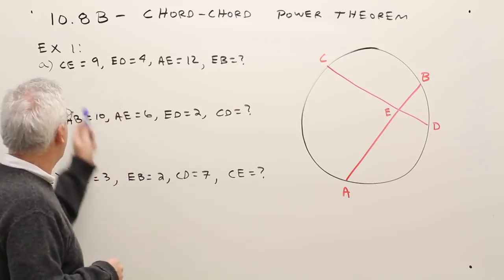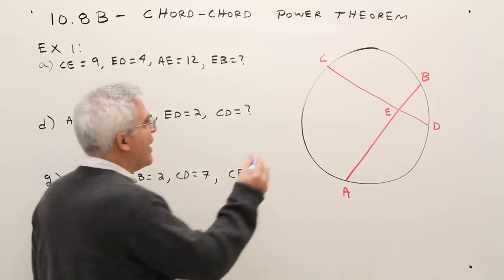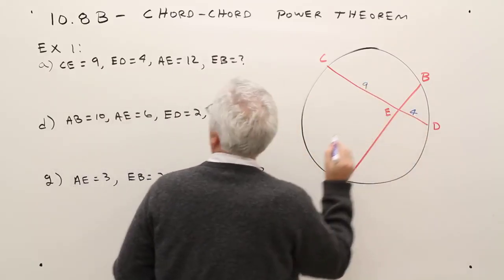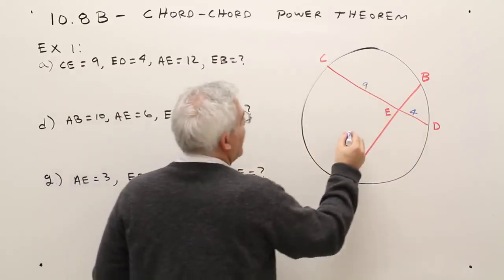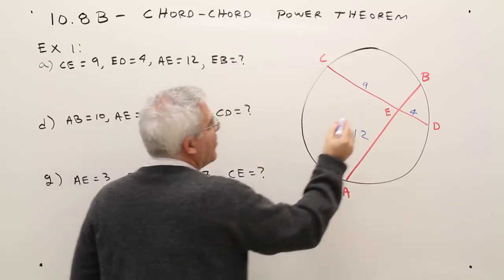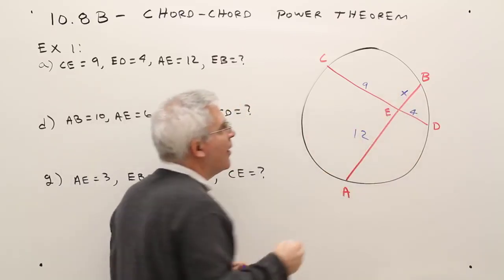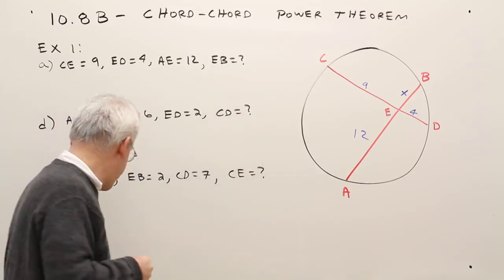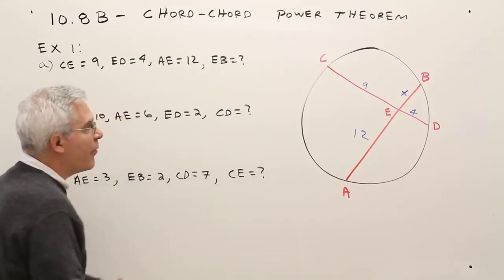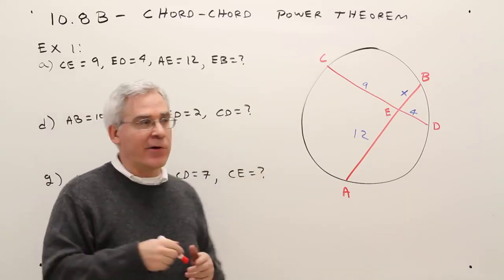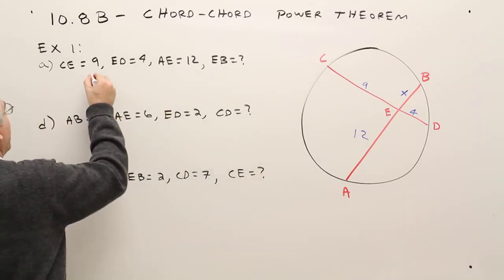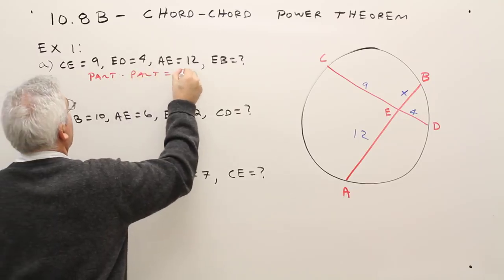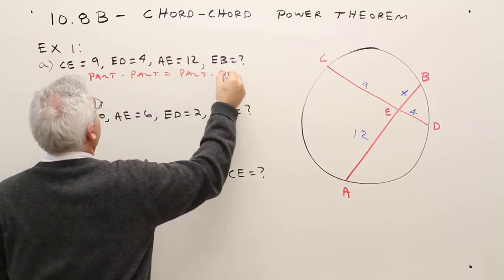All right, so part A, CE equals 9, ED equals 4, AE equals 12, EB equals question mark. I'll just call that X. So once I solve for X, I've got the answer. Okay, so chord is just part times part equals part times part.